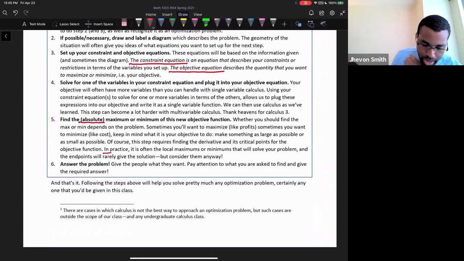Yeah, I did say that. In practice, it is often a local max or min that will solve your problem, right? And we'll see why the edges don't make much sense a lot of the times in our first example.